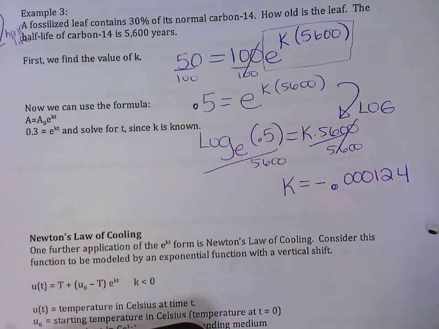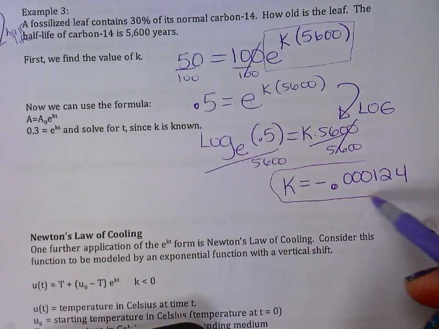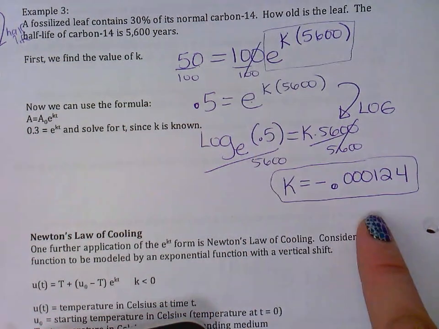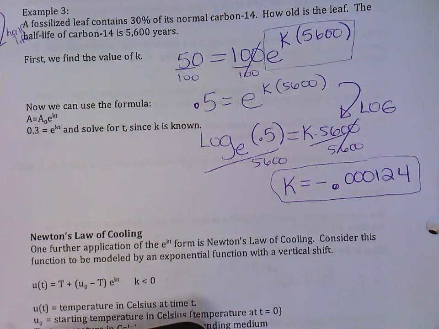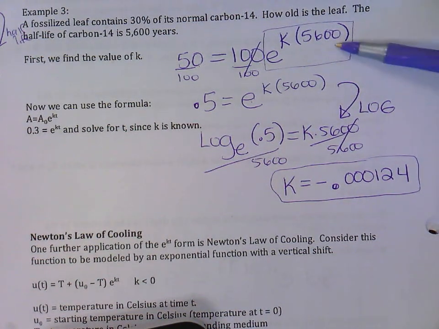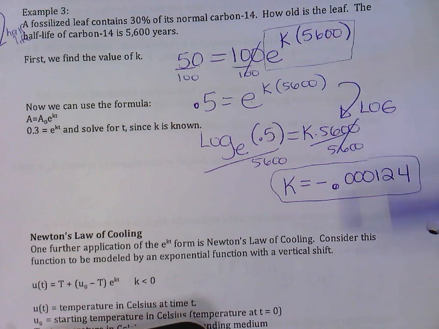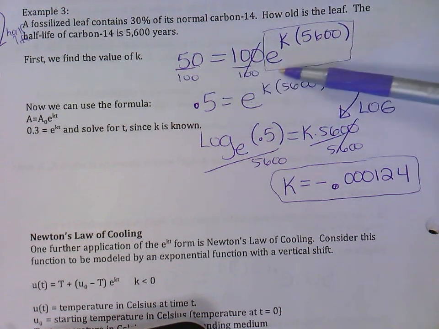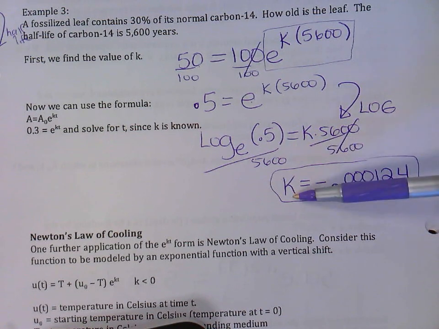So your K value is really tiny because the half-life was so long, and K is negative because we're losing material over time. So you just did all that work to solve for K. But this process doesn't change for any of the other applications. So you need to get used to dividing by the number, switching into log form, and finding K or T, whichever one you're solving for.